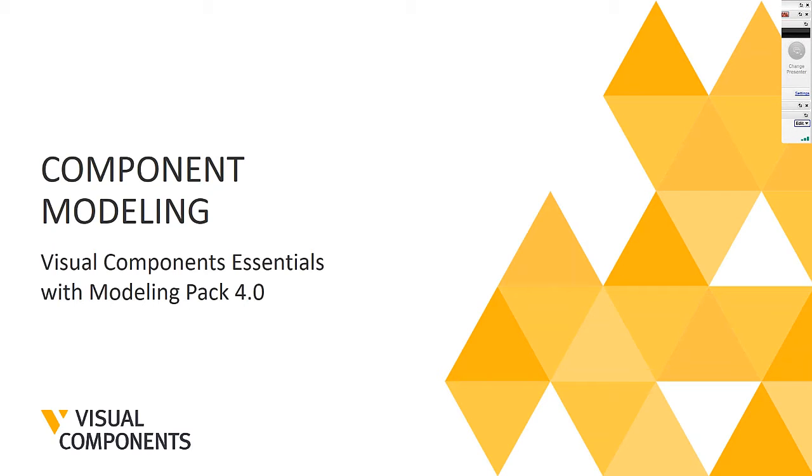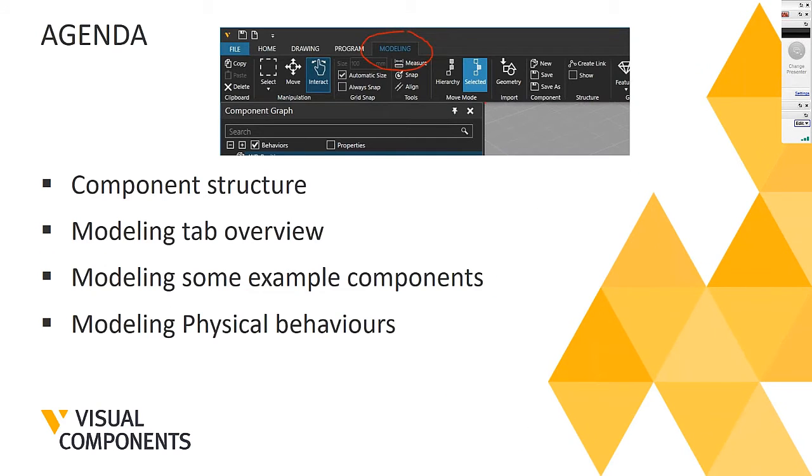Today's topic is about component modeling, and you will require this Visual Components Essentials with Modeling Pack version to do the things that we will cover today. The agenda for today is basically the modeling tab. Previously we have covered the basics of the home and drawing tab, and in the future we will also cover the program tab, but today we're going to focus on the modeling.